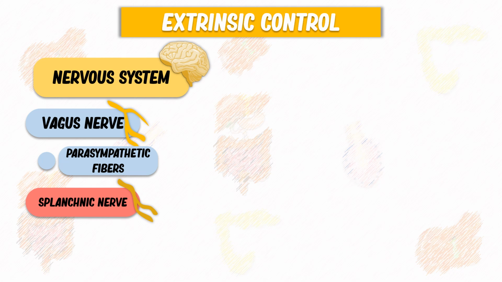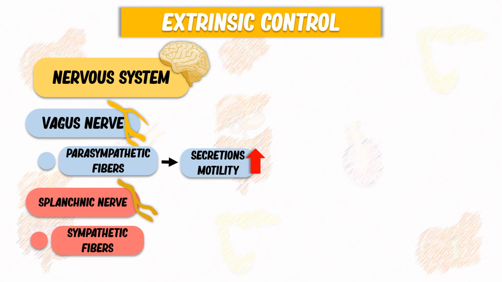Parasympathetic nerve fibers communicate with the enteric nervous system and stimulate motility and secretion in the gastrointestinal tract. The splanchnic nerve sends sympathetic efferent fibers, which generally have an inhibitory effect, counteracting parasympathetic activity.